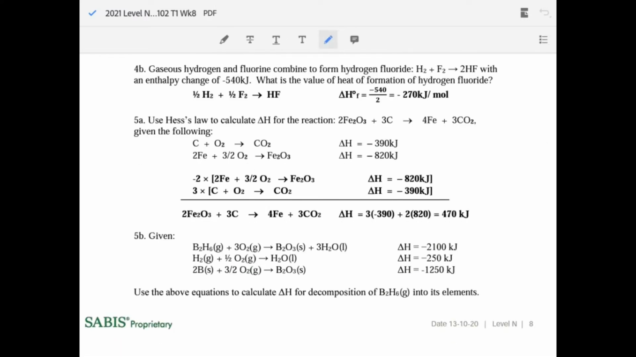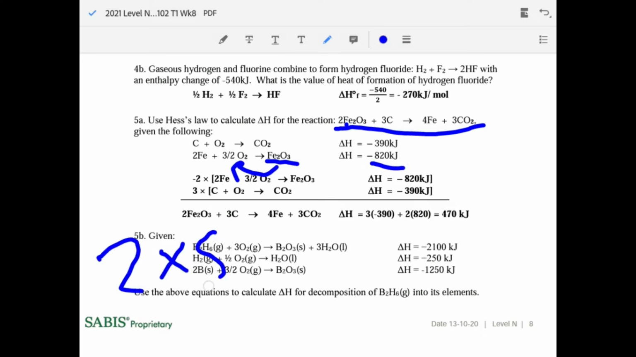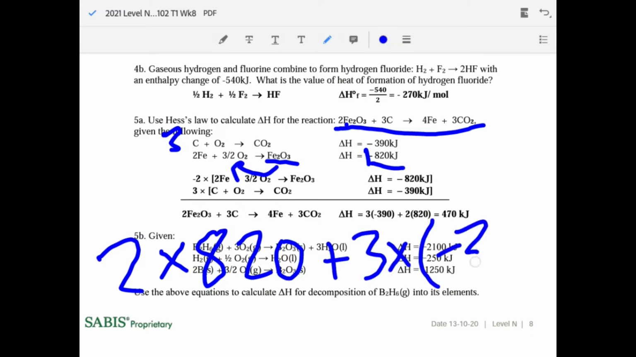Now, Hess's law, it's basically just sort of math, I guess. So you need this equation. So let's just work with the reactants first. So Fe2O3, we need 2 of that, but on the other side. So it's 2 times 820. So the negative becomes positive because you flipped it to the other side. Then you need 3C. So this one stays the same, but 3 times. So plus 3 times minus 390.